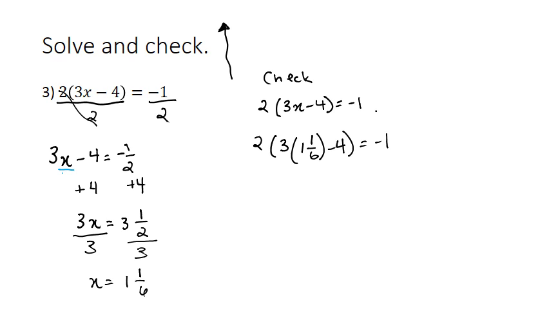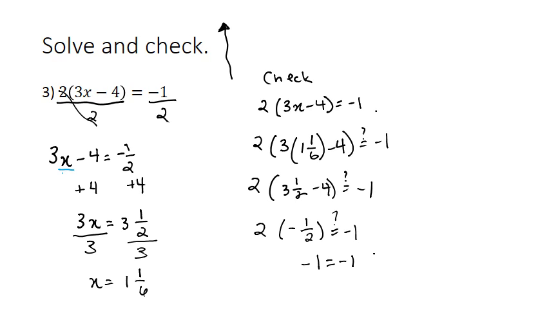All right, my first task is inside my brackets. So first I need to do multiplication. What's 3 times 1 and 1/6? Well, that's 3.5. So I have 2 and then 3.5 minus 4. I forgot my question mark. Is that equal to negative 1? So then I do 3.5 minus 4. So then it gives me 2 times negative a half. Is that equal to negative 1? Well, 2 times negative a half is negative 1. And so I know negative 1 is equal to negative 1, and my answer is correct.